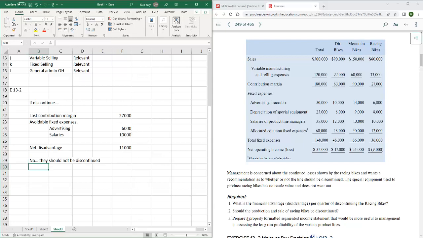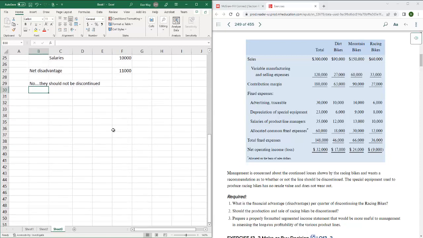Now, the third part said, prepare a properly formatted segmented income statement that would be more useful to management in assessing the long-run profitability of the various product lines. Okay. If we think back to chapter 6, when we first introduced this idea of segmented income statements, those things followed our contribution format income statement, and then they also had that new subtotal for segment margin. So let's think about how that would look here for the racing bikes.